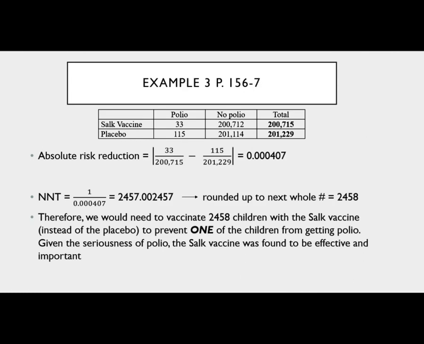For example, in the same exact problem, we get 1 over this probability, and we get 2,458, because we're going to round this up to a whole person. Therefore, we would need to vaccinate 2,458 children with the Salk vaccine instead of the placebo to prevent one of the children from getting polio. Given the seriousness of polio, the Salk vaccine was found to be effective and important.